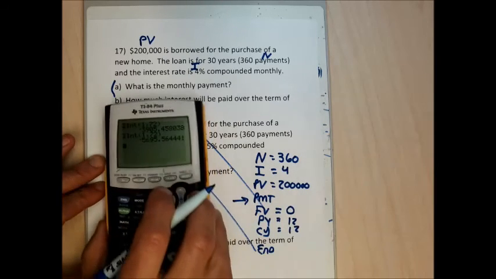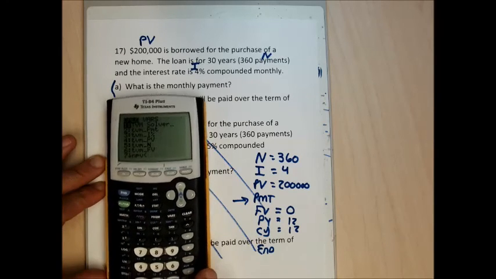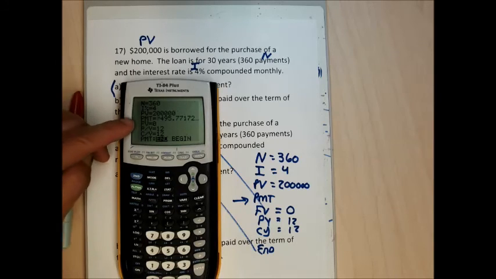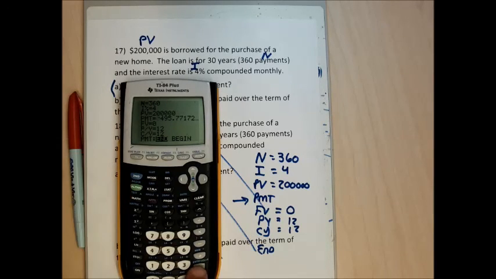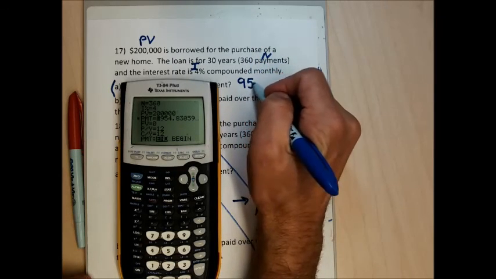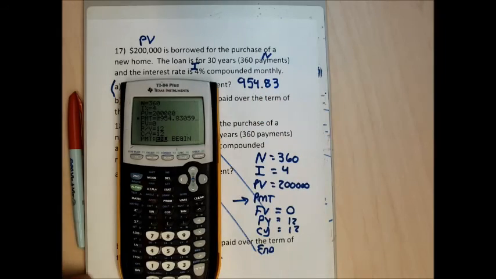I'm going to get this on my calculator real quickly by going Apps, enter on Finance, enter on TVM Solver, 360 for the N, 4 for the I, 200,000 for the PV, 0 for the FV, PY and CY are 12, payment is end. Cursor up to the PMT, hit the green alpha button and hit enter. The answer I'm going to write down for Part A is $954.83 is my monthly payment.